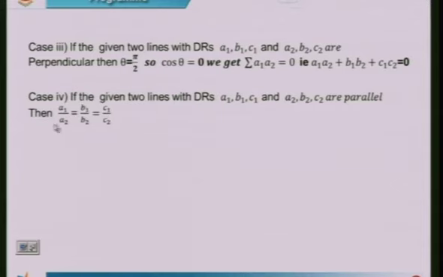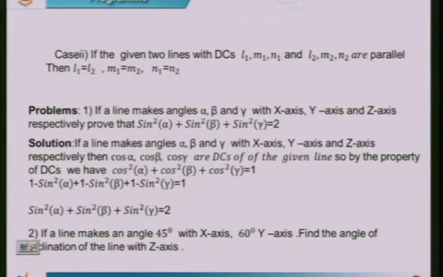Whereas in the case of direction cosines, you can definitely say L1 by L2 equal to M1 by M2 equal to N1 by N2, correct? Then you can prove that it is equal to 1. So I will be getting L1 equal to L2, M1 equal to M2, N1 equal to N2. So these conditions you have to remember.